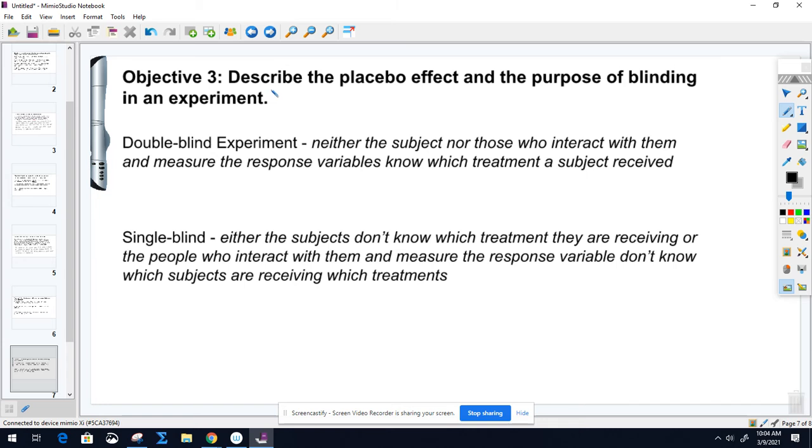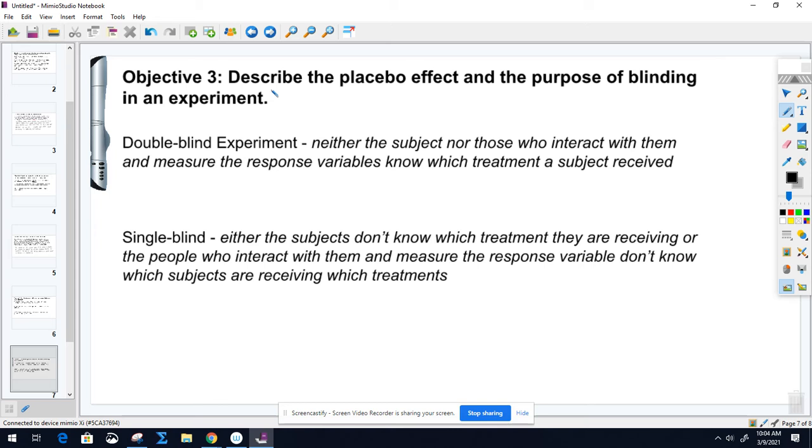Okay, and then the other thing for this is the blind experiment. A double blind experiment is when neither the subject nor those who interact with them and measure their response variables know which treatment a subject receives. So it's completely blind on both ends. The people that are giving the experiment don't know whether or not you have the true active ingredient or not, and the people receiving it do not know whether or not they have the true active ingredient. And then they ask how you feel.